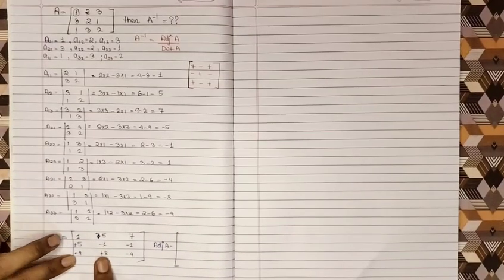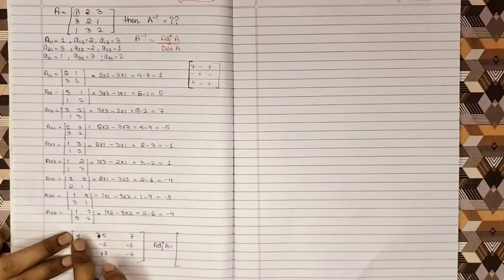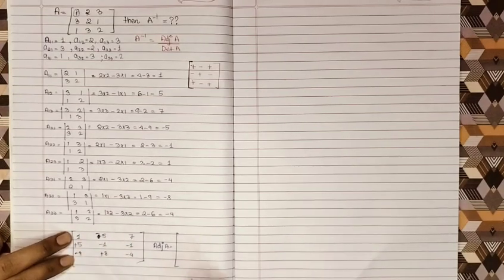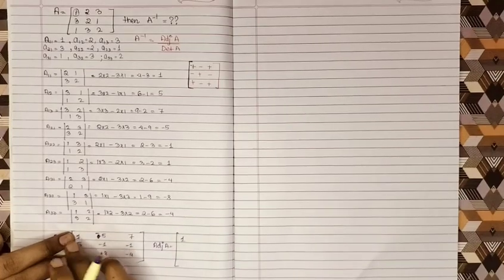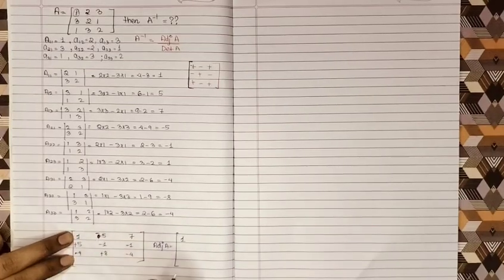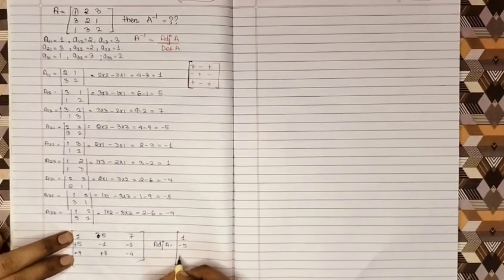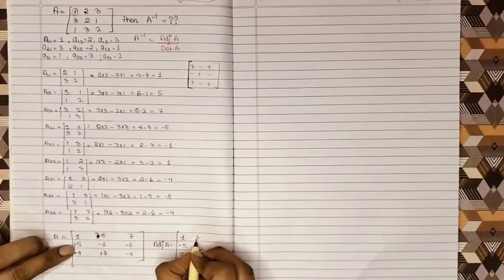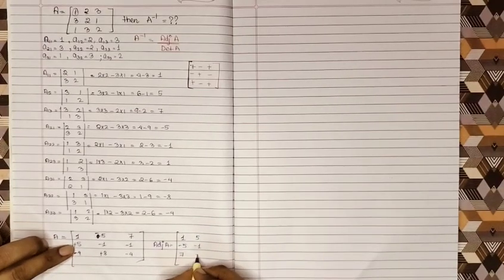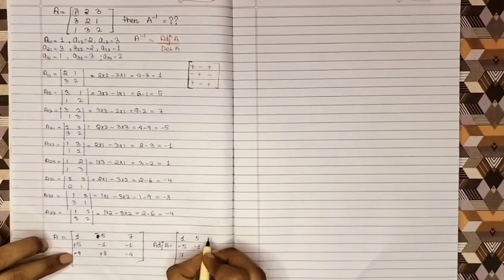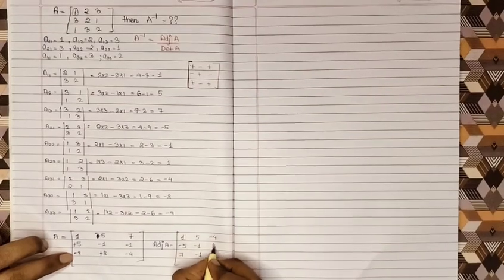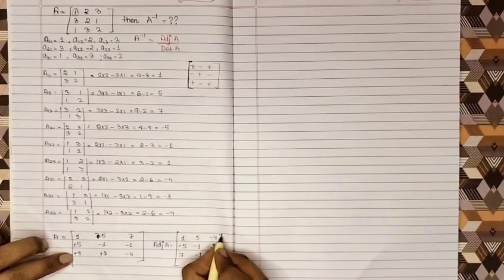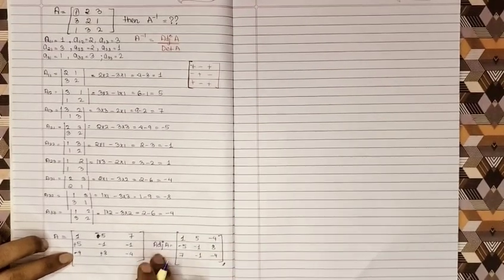Now how do we take out the transpose? See, each row will get converted into a column. So this is your first row, 1 minus 5 7, and you will write it in this way as a column, 1 minus 5 7. Then 5 minus 1 minus 1, and minus 4 8 minus 4. Fine. So this is our adjoint of A.